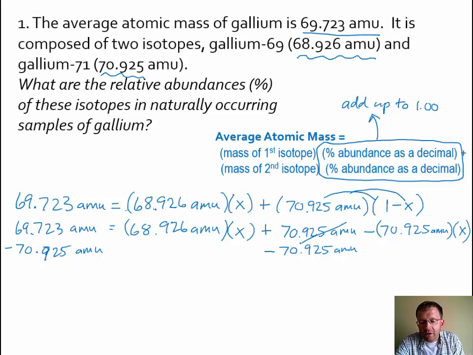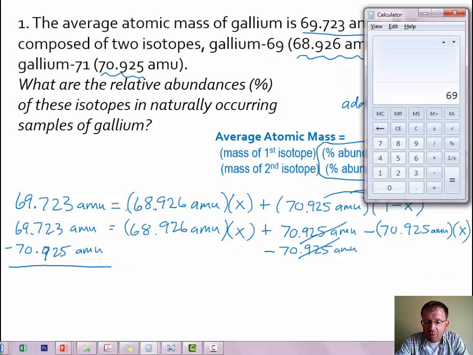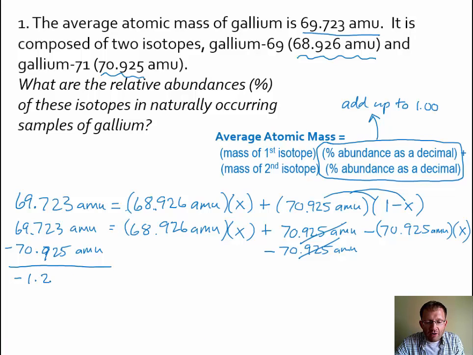Now what that'll do, of course, is get rid of it on this side, but on this side I need to take 69.723 minus 70.925. Okay? So 69.723 minus 70.925 gives me negative 1.202 AMUs. Okay? Negative 1.202. And I can keep all those decimal places because of the rules of decimal places on subtraction. Right? So that's negative 1.202 AMUs on this side.